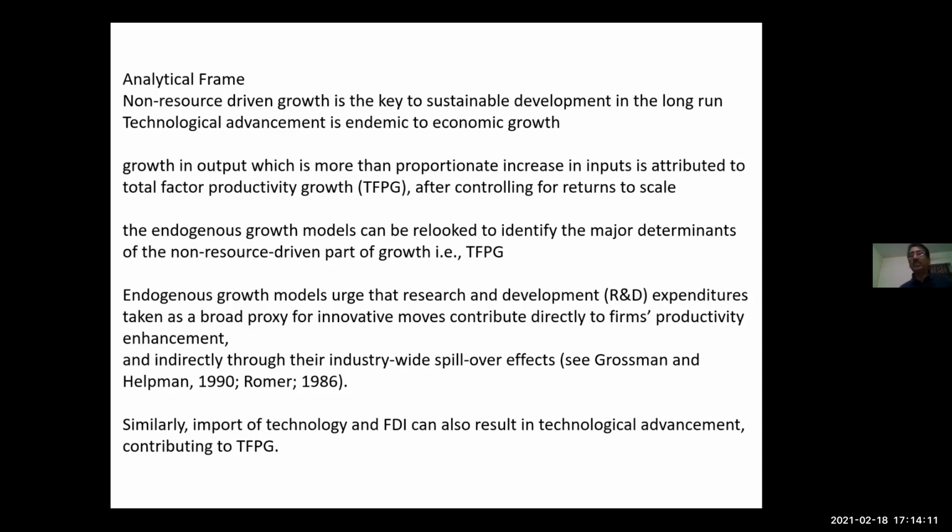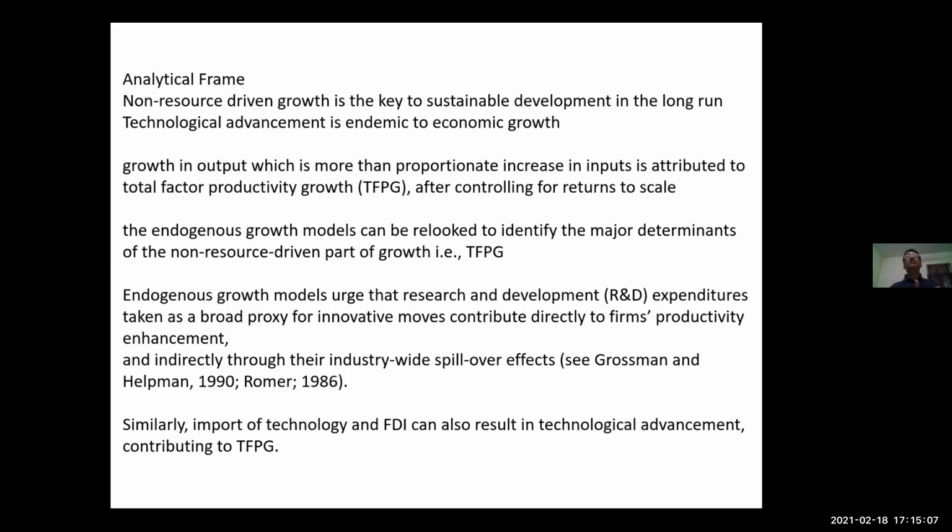So usually what we do, we assume that there is constant returns to scale, or we try to impose this restriction of constant returns to scale, and then try to see what is the net gain in terms of learning by doing, etc. So the endogenous growth models can be relooked to identify the major determinants of the non-resource driven part of growth. Suppose you are decomposing the growth into two components: one is resource driven growth and the other is resource saving growth. How much the resource saving growth is contributing to the overall growth is the key point. And particularly in the context of a developing economy, the whole purpose is to maximize this non-resource driven growth, or the resource saving growth.